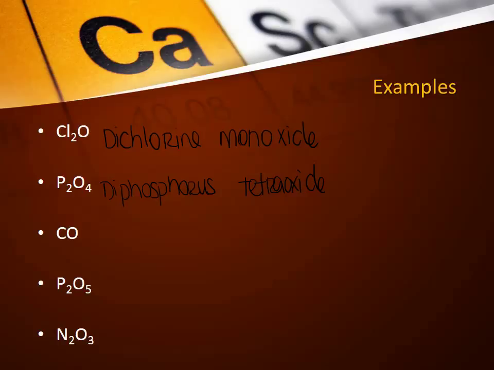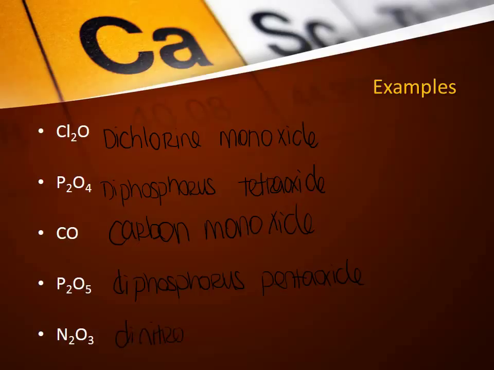We have only 1 carbon, but we don't put mono. Carbon. We have 1 oxygen, and it is the second, so we can put monoxide. Diphosphorus pentaoxide, dinitrogen trioxide.